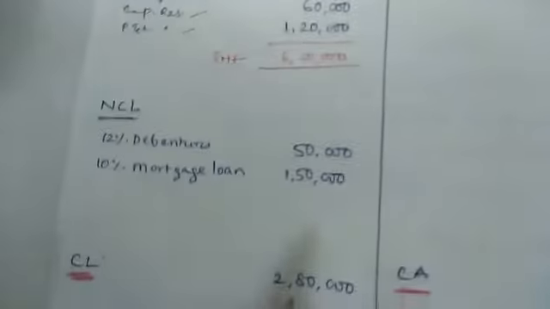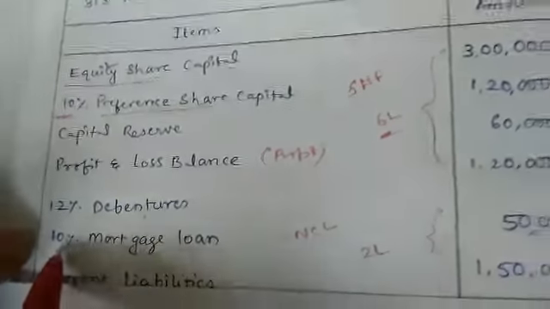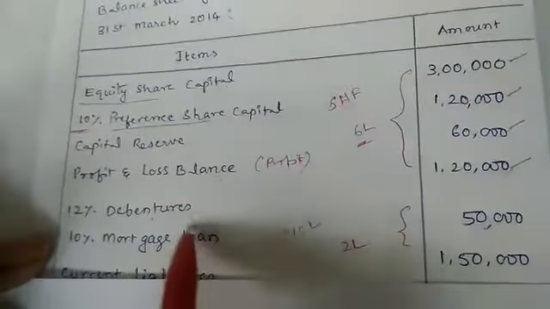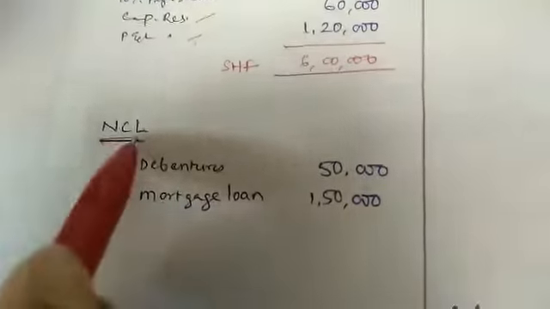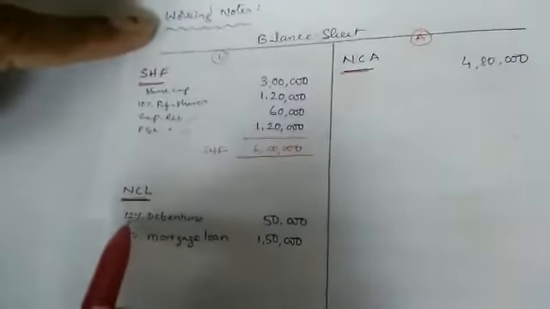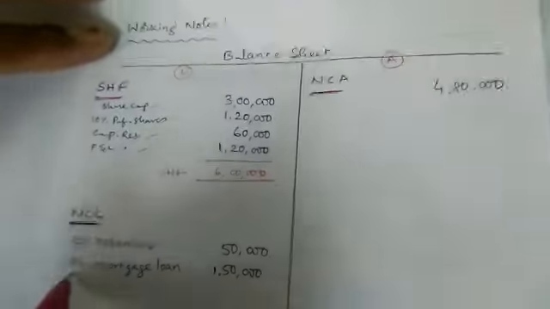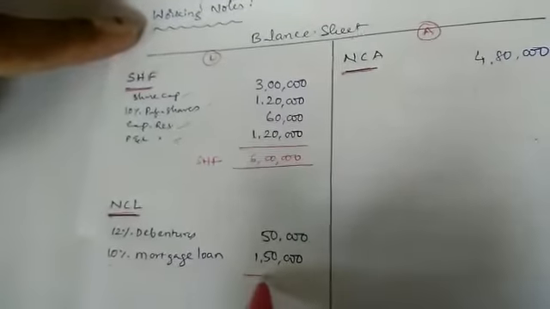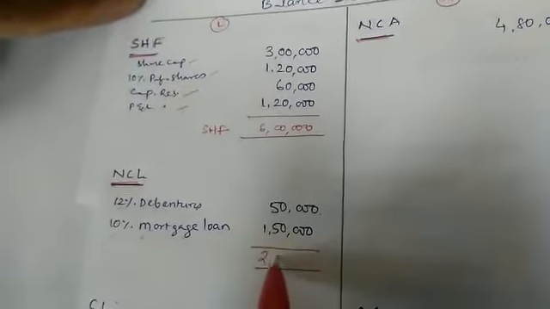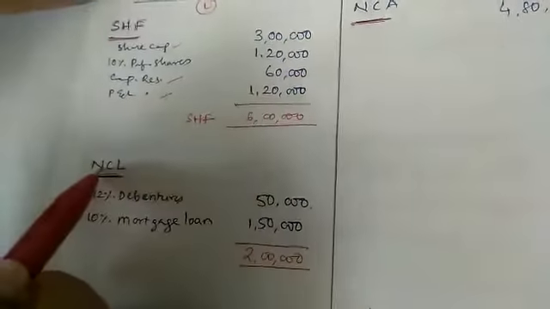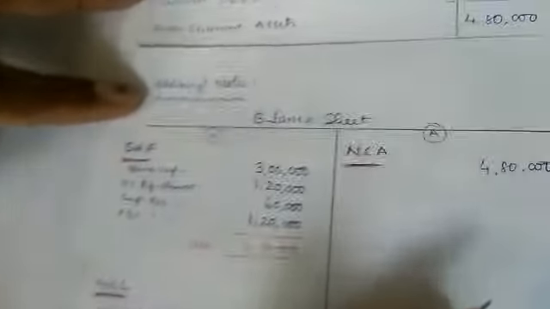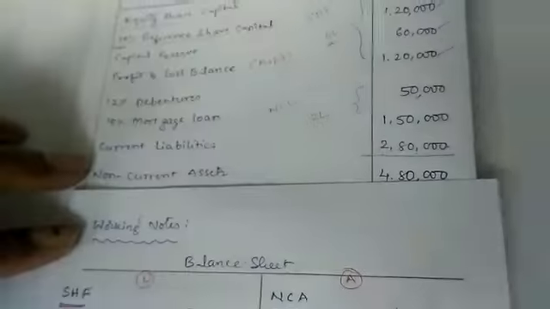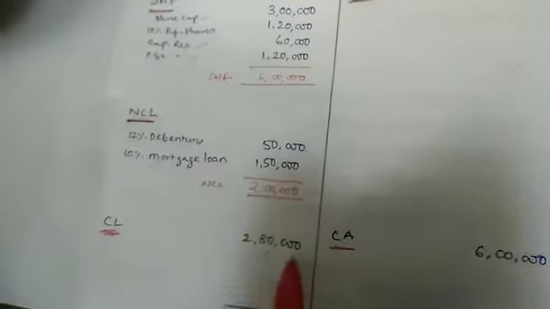Next, coming to the problem, 12% debentures and 10% mortgage loan. These two are the non-current liabilities. So under this heading, 12% debentures 50,000, 10% mortgage loan 1,50,000. Now this total becomes 2 lakhs. So non-current liabilities are showing 2 lakhs. Clear? NCL. Next, current liabilities is there. So for current liabilities, you write 2,80,000.